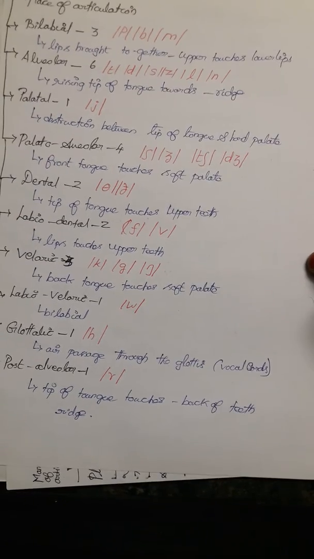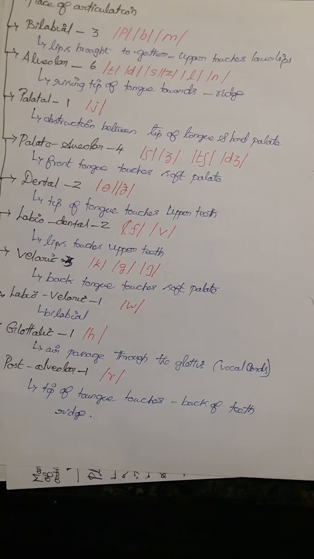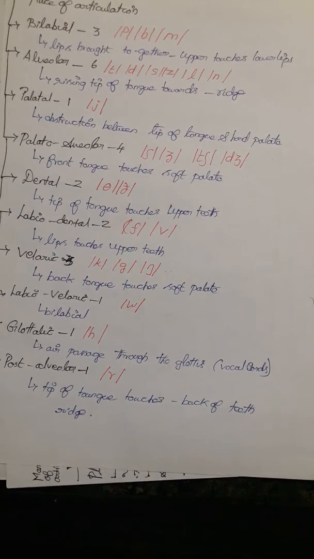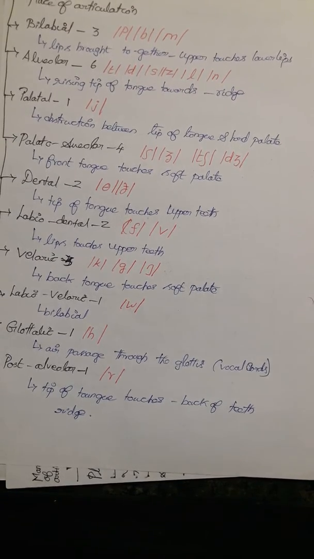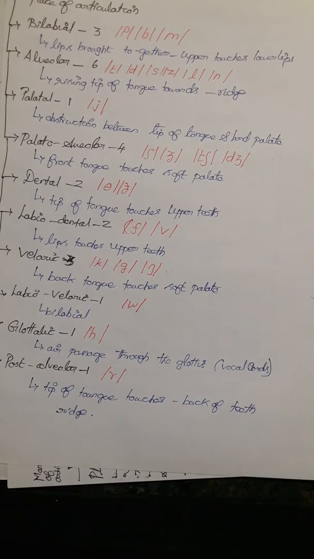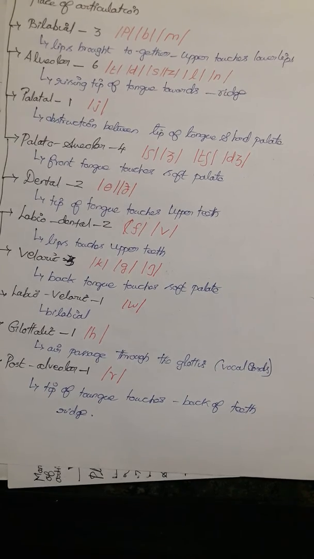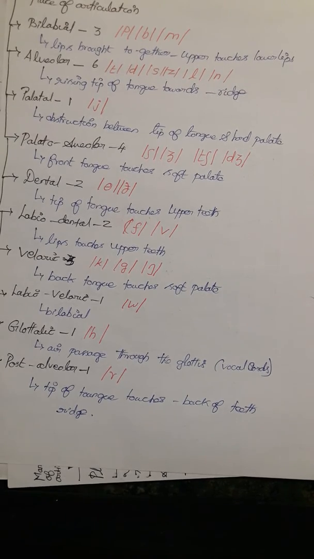And in palato-alveolar, we have 4 consonant sounds. In this, the front of the tongue touches the soft palate. And in dental, we have 2 consonant sounds. In that, the tip of the tongue touches the upper teeth. And in labiodental, we have 2 sounds. In that, the lower lip touches the upper teeth. And in velar, we have 3 consonant sounds. The back of the tongue touches the soft palate.